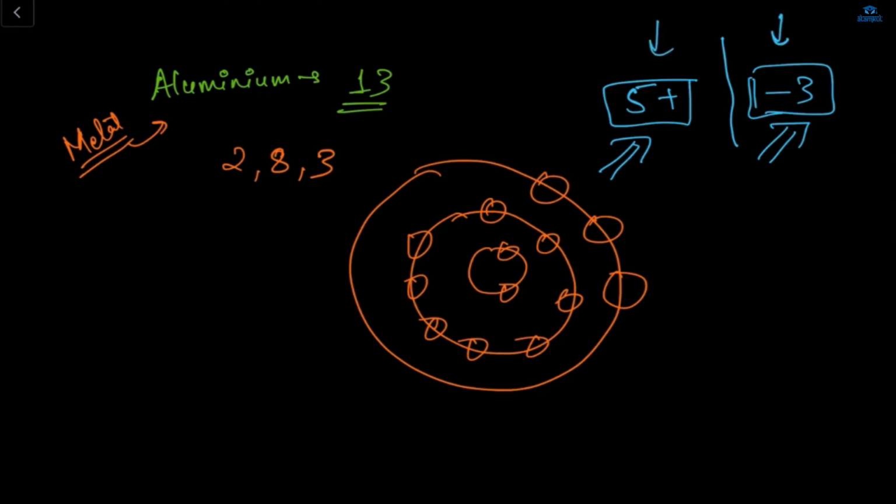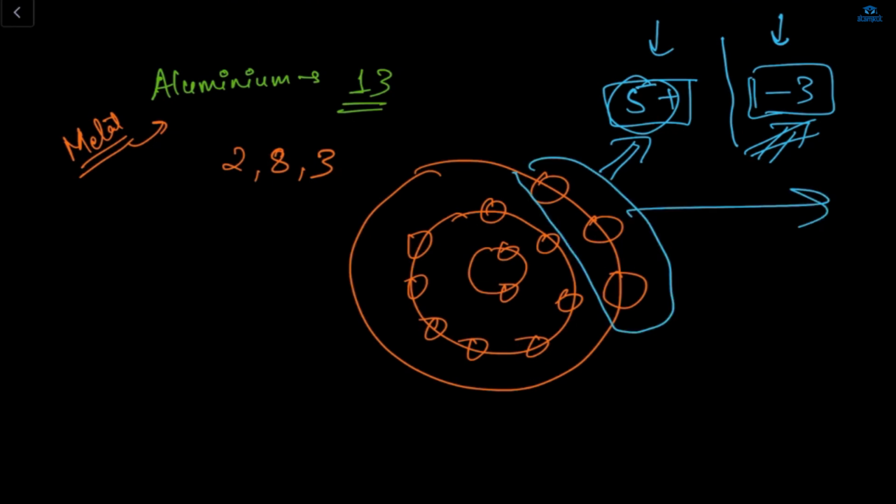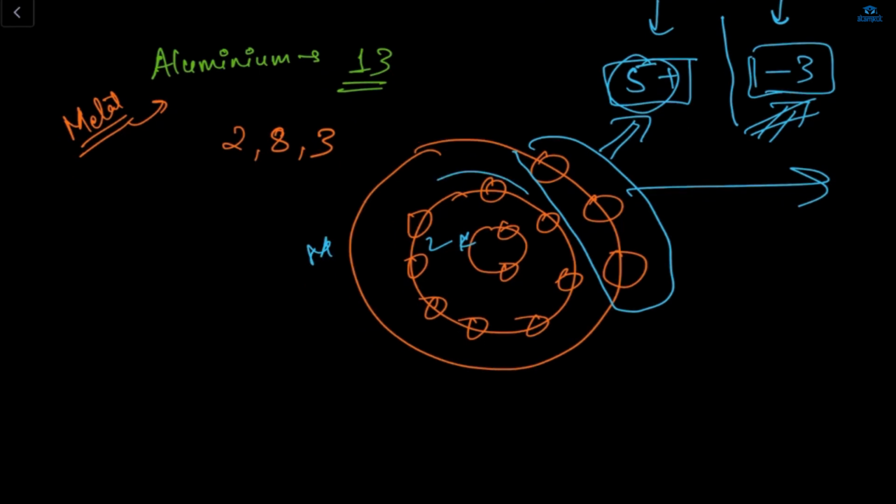Very good. The second one. The second one would be the best decision for aluminium, to lose 3 electrons. If it gains 5 electrons, it will release very high energy. So it's better to lose 3 electrons. So if it loses 3 electrons, what will happen? Means K, L, and M. The M orbit is excluded. Only these two orbits are left.